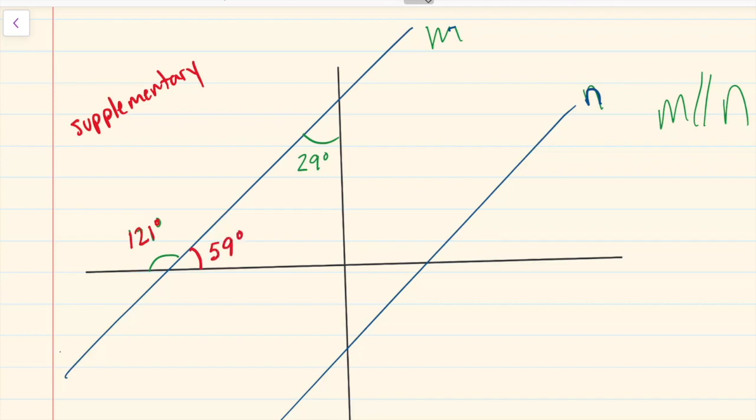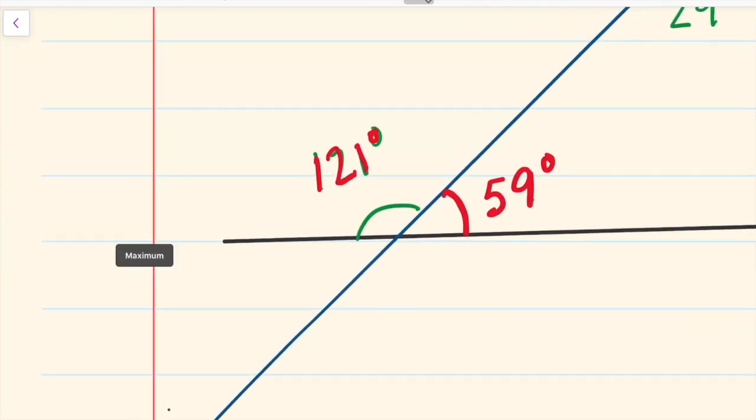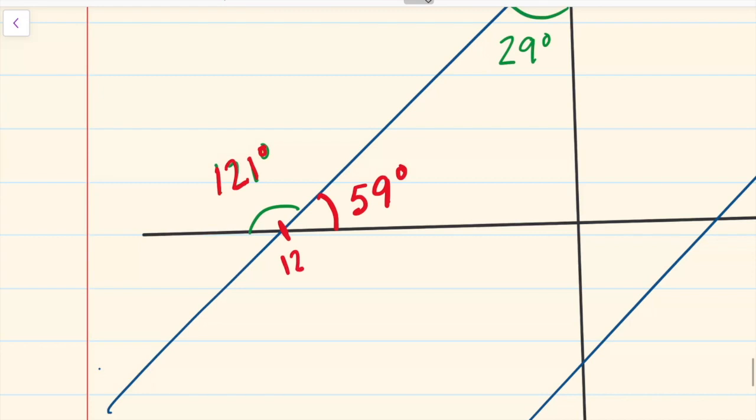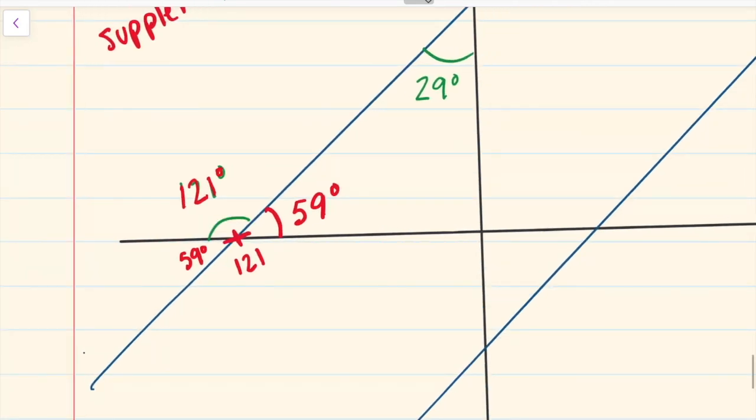So far, so good. Now, if you don't remember, vertical angles, angles that are opposite from each other, are always going to be the same. So if this is 121, this one has to be 121. If this is 59, the one opposite has to be 59. So look, we already finished one section.